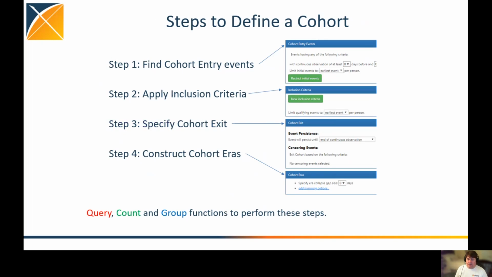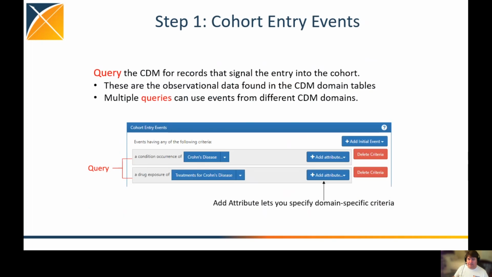To define a cohort, we use 4 steps. These steps will use queries, counts, and group functions to facilitate those operations. The first step is cohort entry events. In this step, we query the CDM for records that signal the entry into the cohort. These are the observational data found in the CDM domain tables, and multiple queries can use events from different CDM domains. In this example, I'm showing a cohort entry event where there are 2 queries, one for condition occurrences of Crohn's and another for drug exposures to treatments of Crohn's disease.